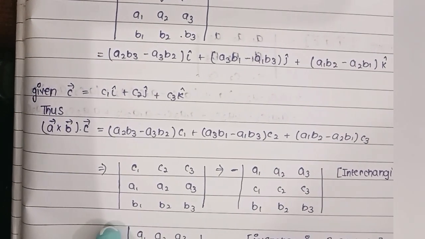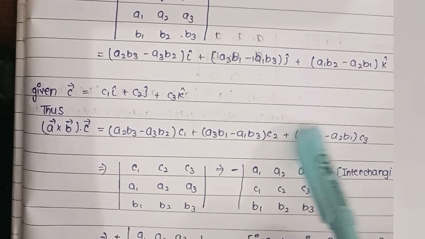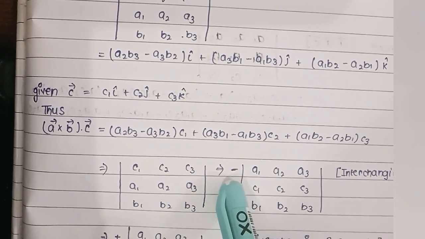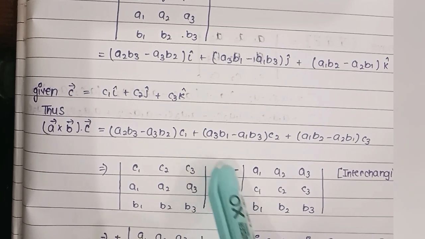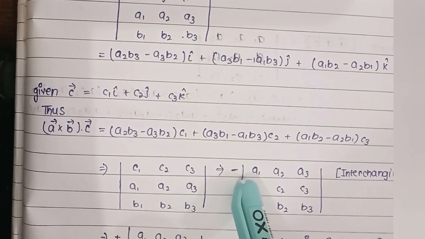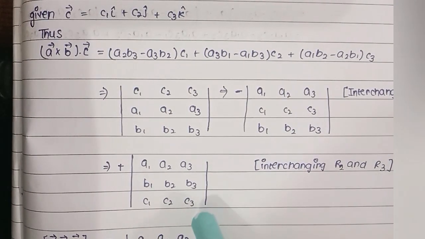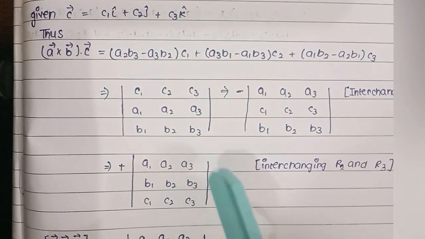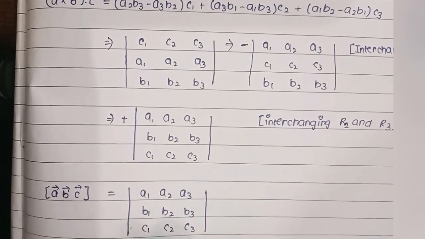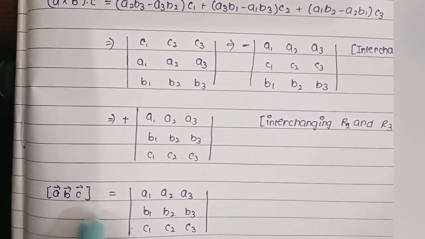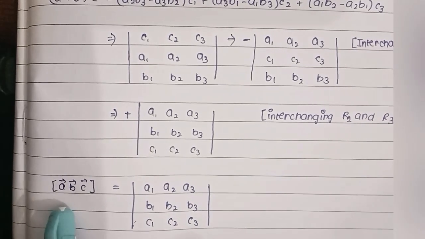Now we interchange the first and second row. So we get this. We take a negative sign because by interchanging these rows we are changing the orientation anti-clockwise, that is why we get a minus sign. Then we change row 1 and row 3, so we get this determinant, which is equal to a vector, b vector, c vector. So we get the determinant form of the scalar triple product, which is equal to this.